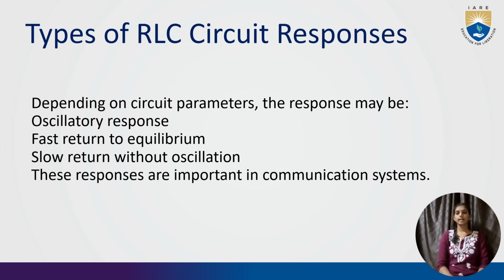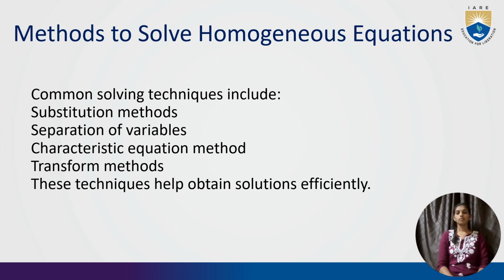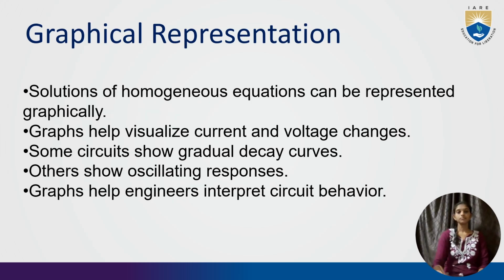Types of RLC circuit responses. Depending on circuit parameters, the response may be oscillatory, a fast return to equilibrium, or a slow return without oscillation. These responses are important in communication systems. Methods to solve homogeneous equations. Common solving techniques include substitution methods, separation of variables, characteristic equation methods, and transform methods. These techniques help obtain solutions efficiently.